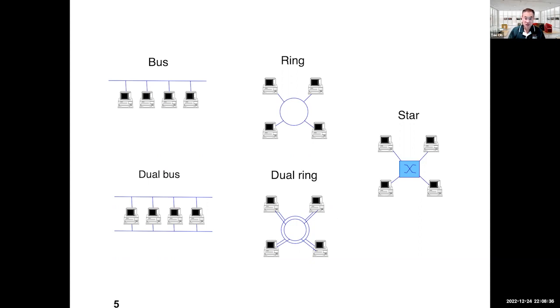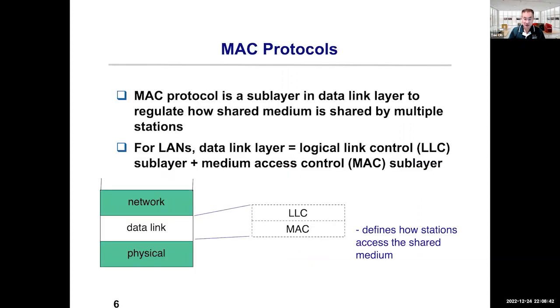So all of these topologies here use what you call a MAC protocol. MAC protocol is a sublayer of the data link. As you can see here, there's a physical layer, and there's a data link layer. Within the data link, there's a logical link controller. Right below it is what they call the medium access controller, which is a sublayer.